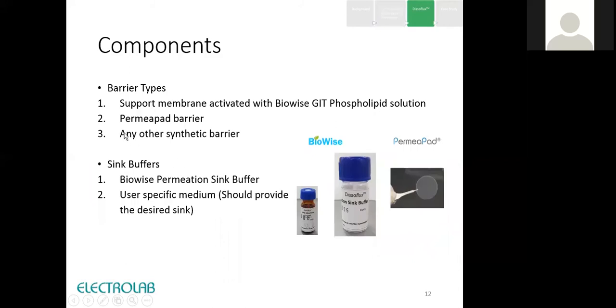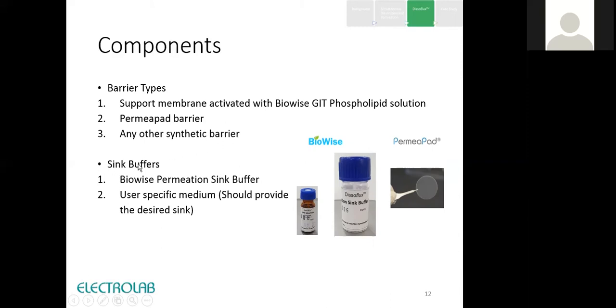So Dissoflux can support a wide variety of barrier types. One can be the BioWise GIT phospholipid solution, which has to be impregnated on a support membrane, and then that membrane has to be placed in the membrane cap. The second can be a PermeaPad barrier, which comes as a pre-made barrier. These are all mostly based on the PAMPA type of membrane. Any other synthetic barrier can also be used.